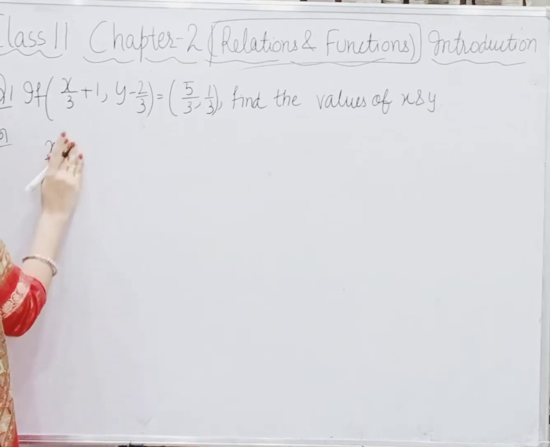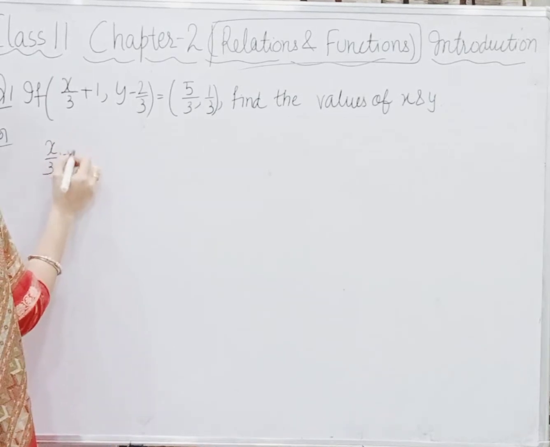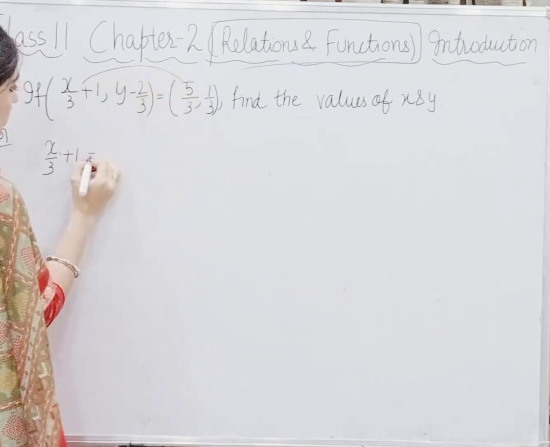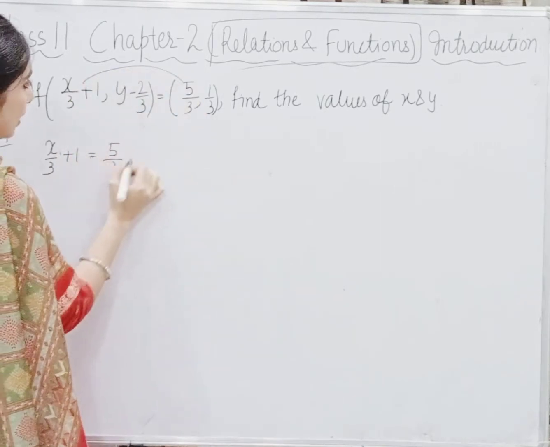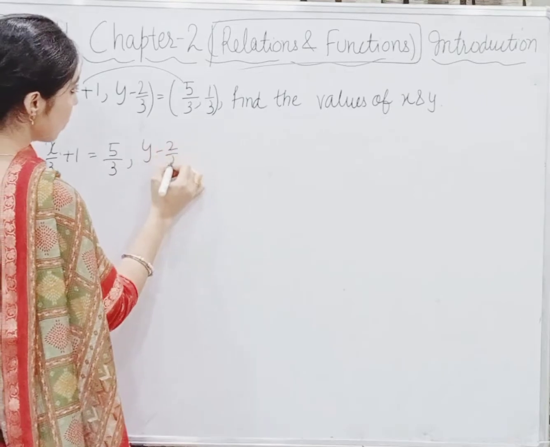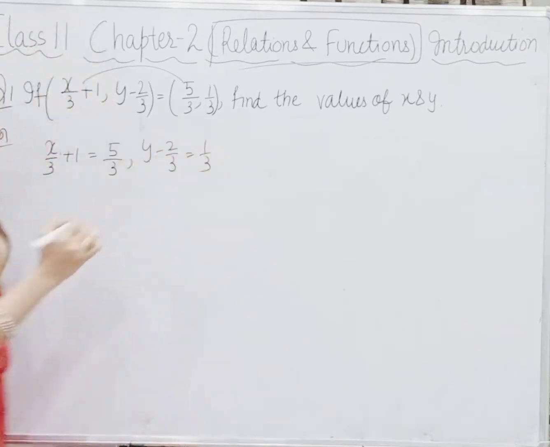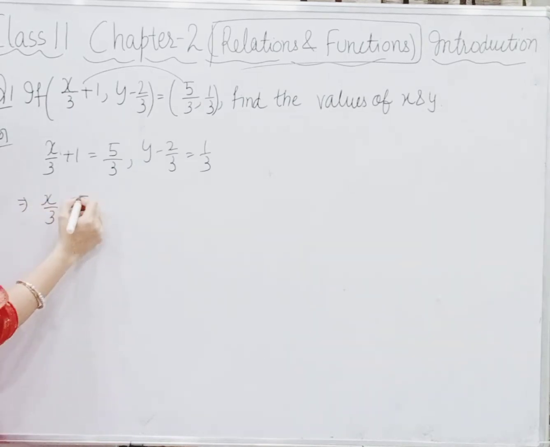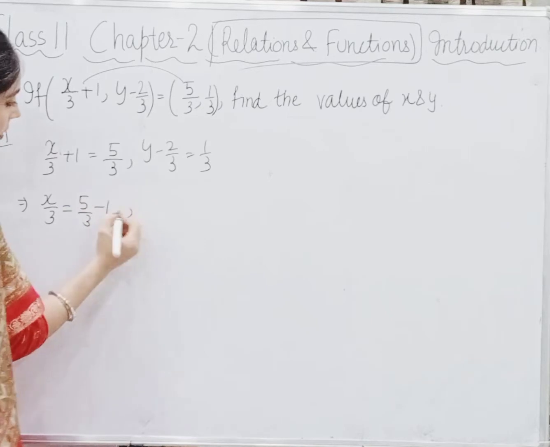This implies x/3 + 1 equals 5/3. Here the first component is equal to the first component and the second component is equal to the second component. We will simultaneously solve these two. We will get x/3 equals 5/3 minus 1.